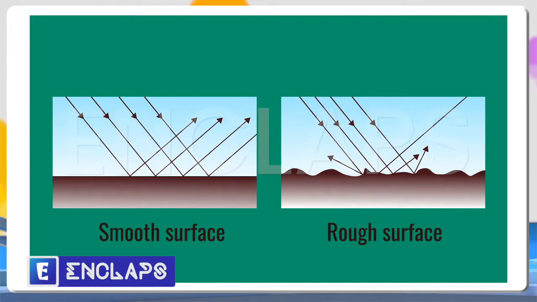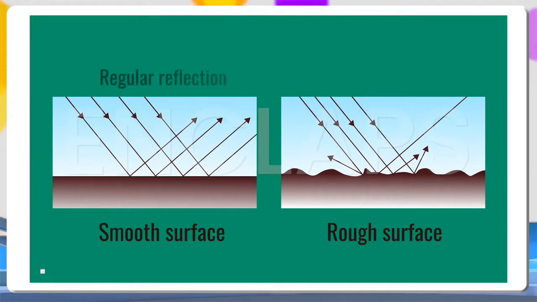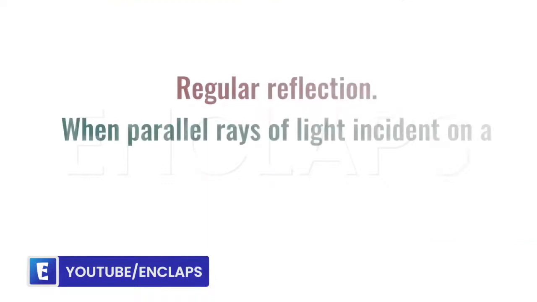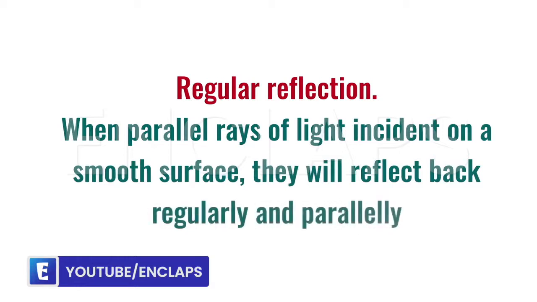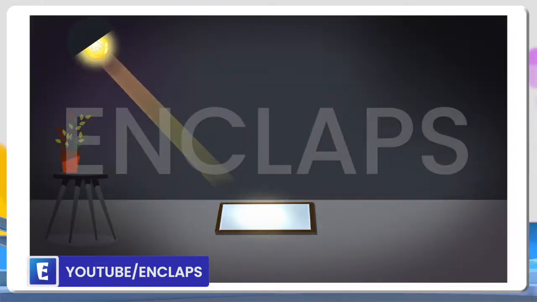The reflection happening in the first surface is called the regular reflection. That is, when parallel rays of light are incident on a smooth surface, they will reflect back regularly and parallelly. The reflection happening in the plane mirror is an example of regular reflection. Plane mirrors are made by coating reflecting materials like silver on one side of the glass and thereby making the other surface a reflecting surface. The reflecting surface of a plane mirror is smooth and clear. So, regular reflection will happen in them and as a result an image will be formed.